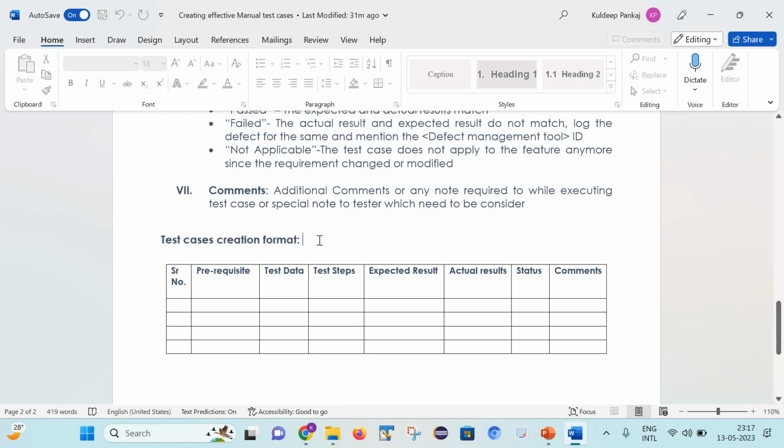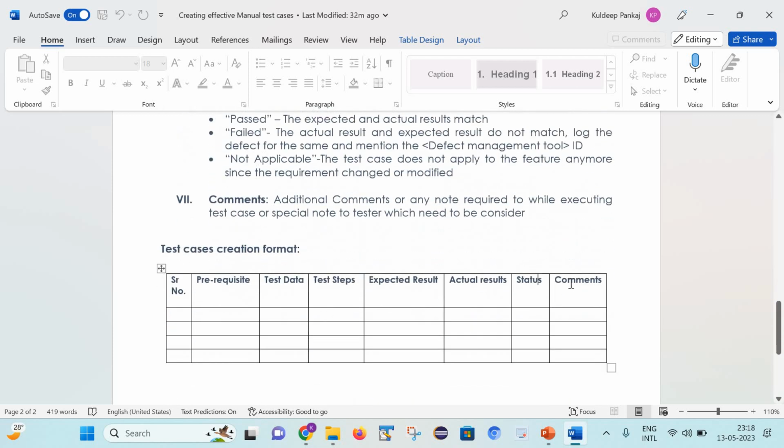So friends, this is the test case creation format. If you're not using any standard test case management tool, then you can use this kind of format to write your test cases. It covers all the items like prerequisites, test data, test steps, expected results, and actual results. Once you are testing your application and following the test steps here, you can mention the actual results for each test step, and then you can define the overall status of your test case execution. And in case you want to mention any specific information, you can put it in the comment section.